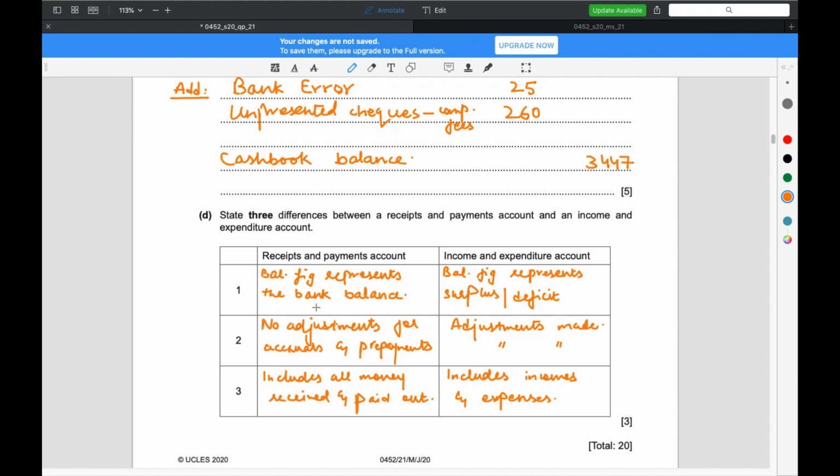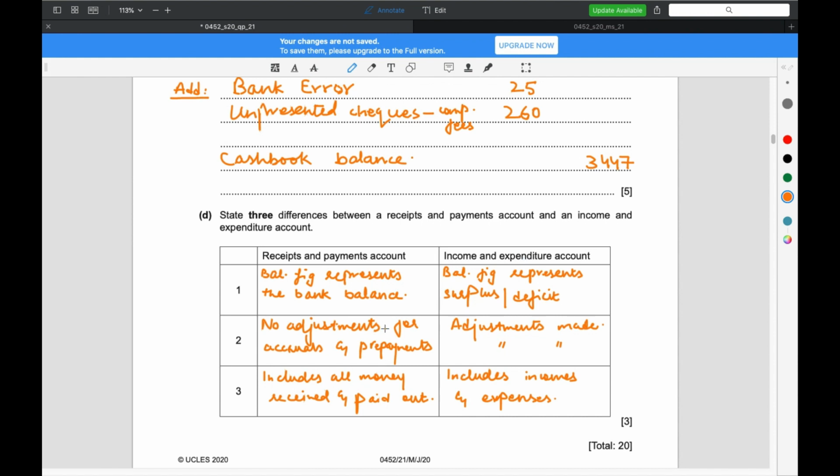The bank balance or the cash book balance in the receipts and payments account, because like I said, the receipts and payments account is similar, or technically is the bank account. While the income and expenditure account is like the income statement, so it's the balancing figure for the income statement. Sorry, the income and expenditure account gives you the surplus or deficit of income you had during the year.